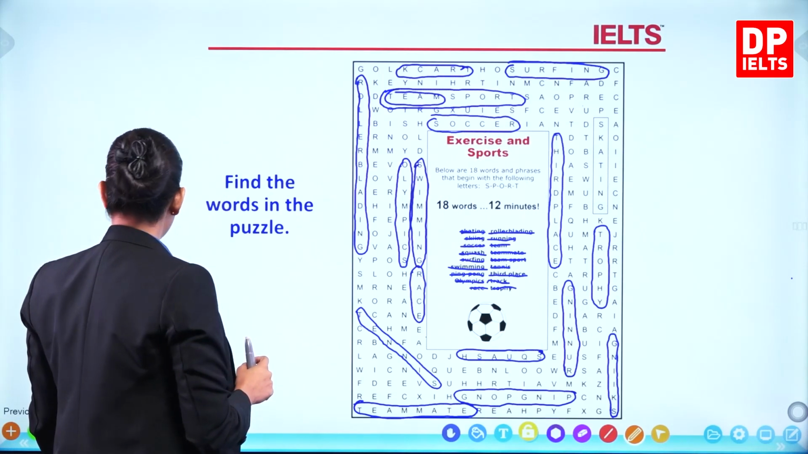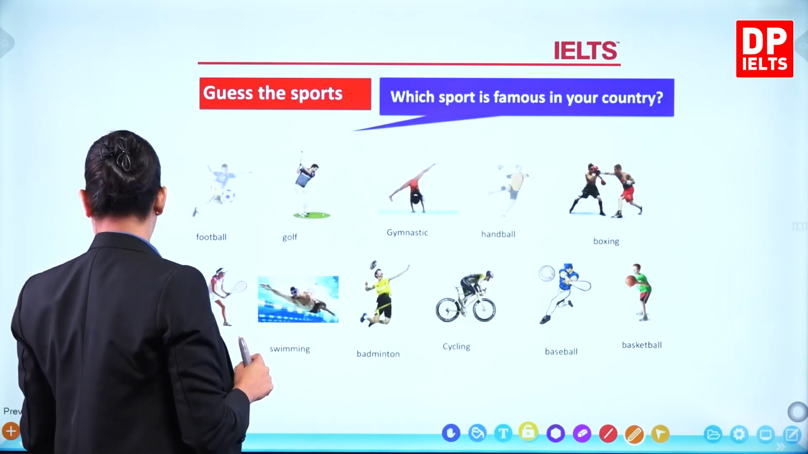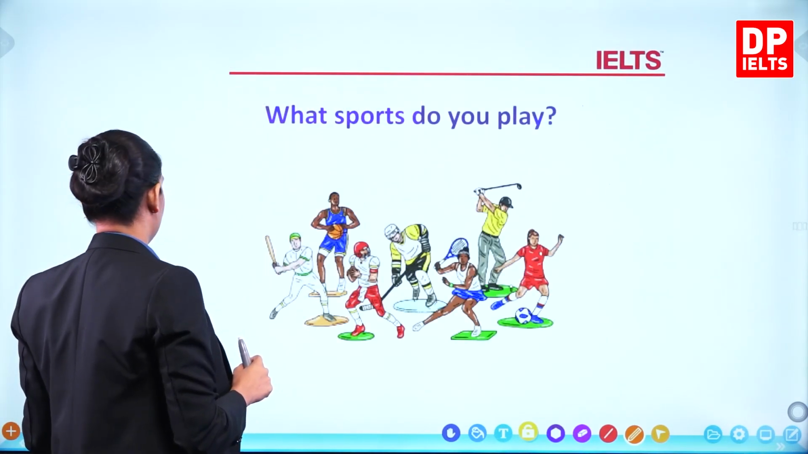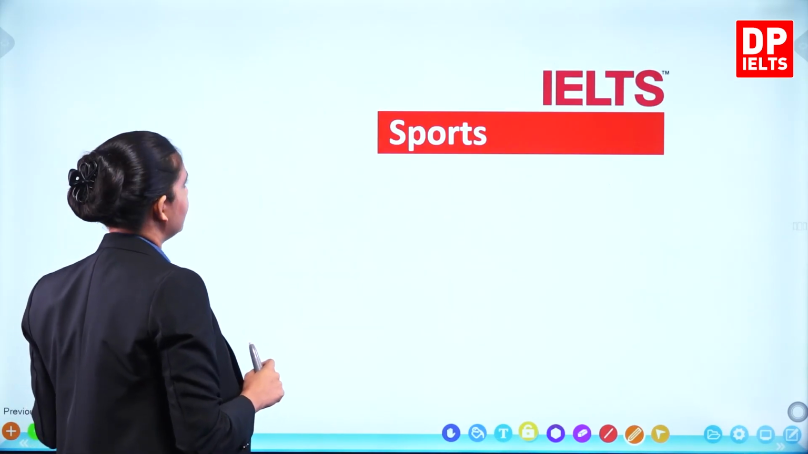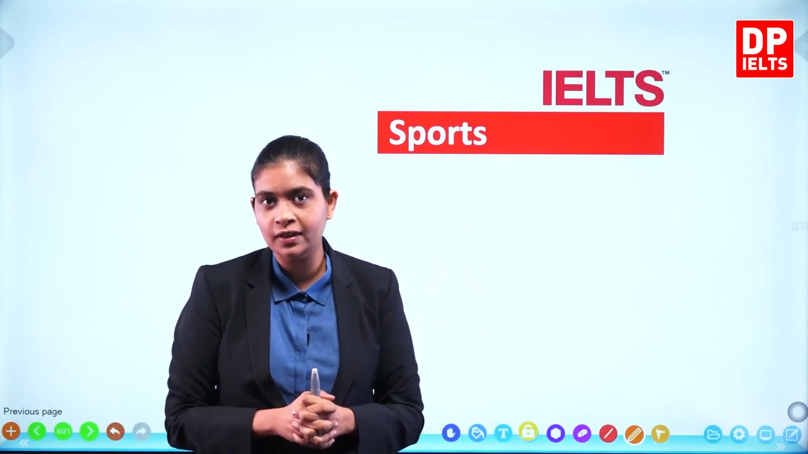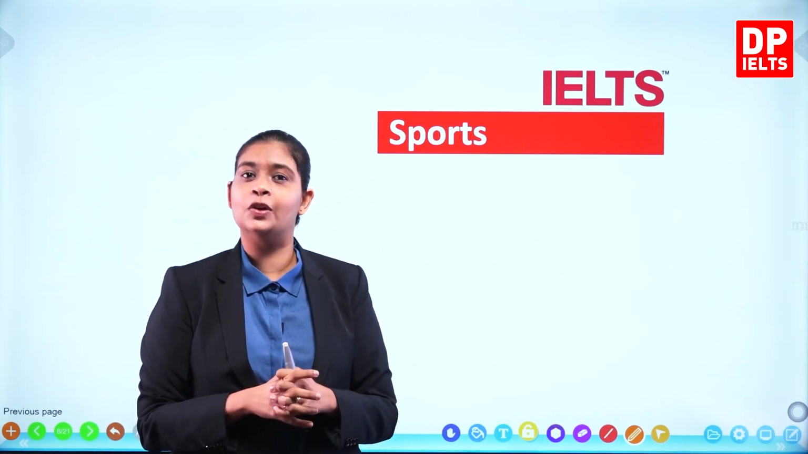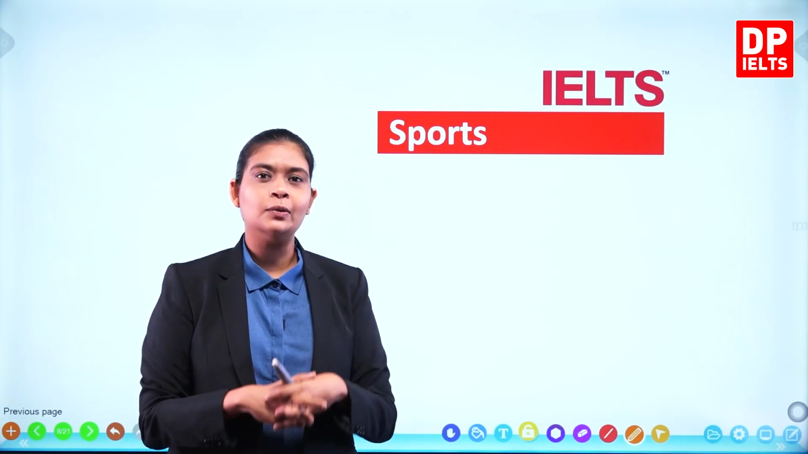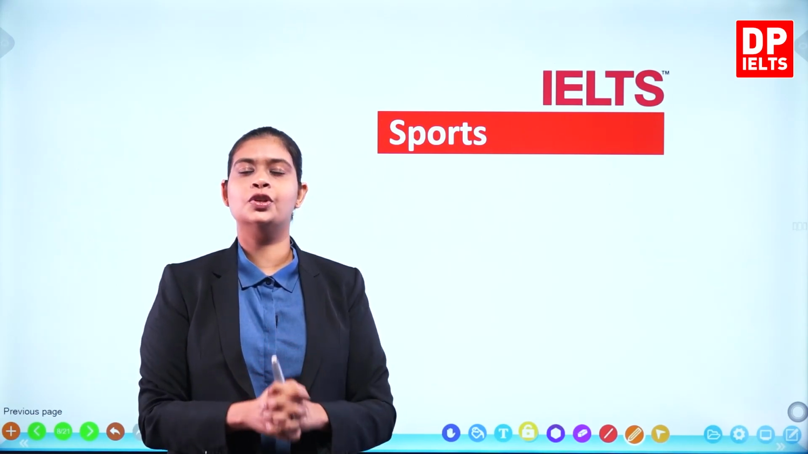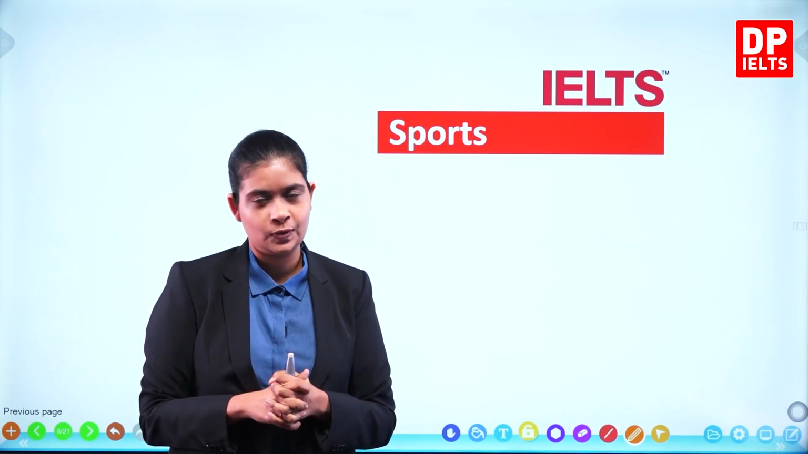Right, so coming back to our lesson, what did we have a look at? We had a look at sports. We had a look at vocabulary related to sports. Then we had a word puzzle. We looked for some words there. And we also had a look at how to use the do, go and the play verb along with sports.